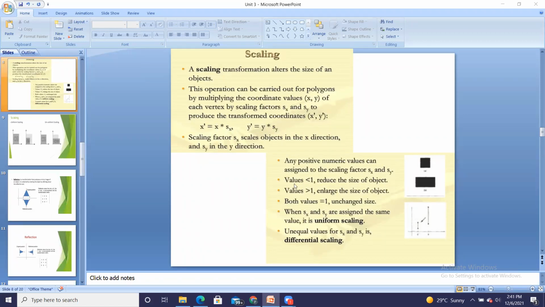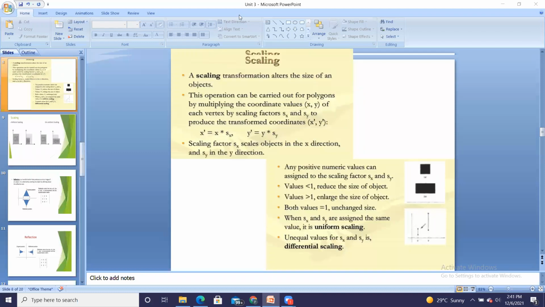Whenever the values, that is sx and sy, are less than 1, we reduce the size of the object. And whenever the values are greater than 1, we enlarge the size of the object. For example, here sx is equal to 2. Then 10 into 2, you will get 20 as the answer. That means it gets enlarged. So depending upon the values of sx and sy, you can have either compression or expansion. And when both the values are equal to 1, then we have seen already.